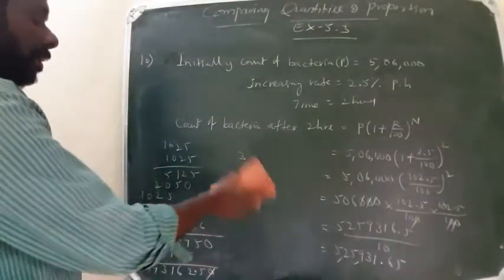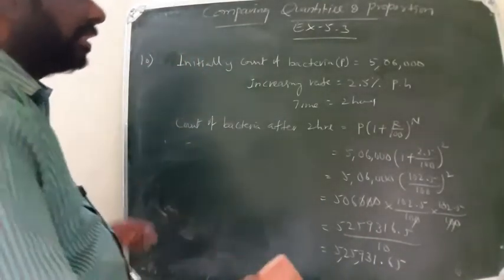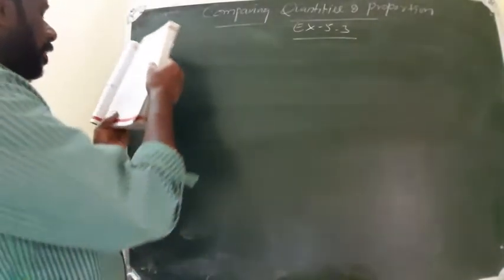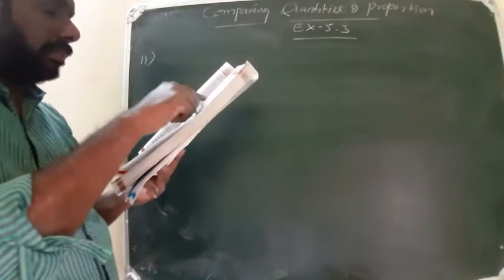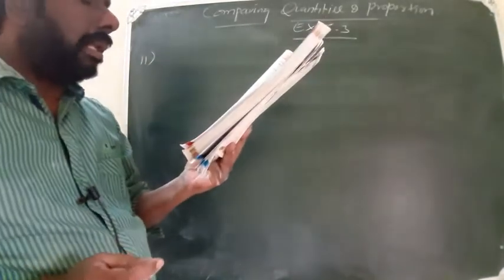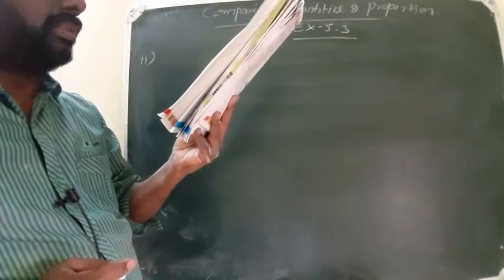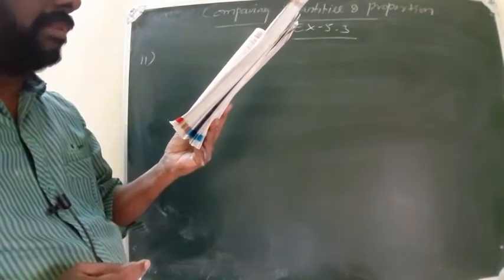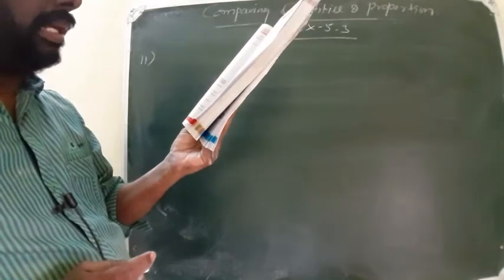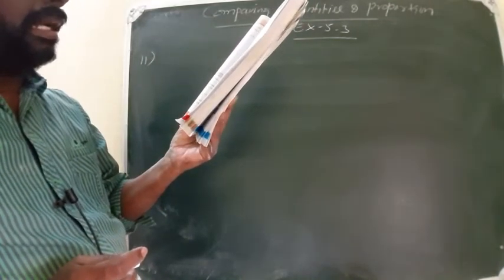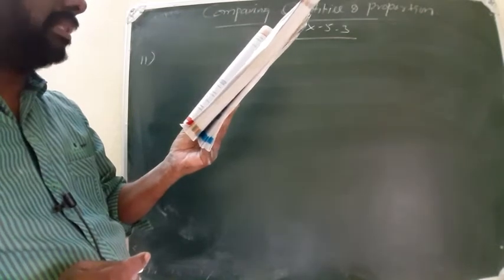Okay. Now the next sum we'll see. Next one, 11th one. Kamala borrowed rupees 26,400 from a bank to buy a scooter at the rate of 15% per annum compounded yearly. What amount will she pay at the end of 2 years 4 months loan?